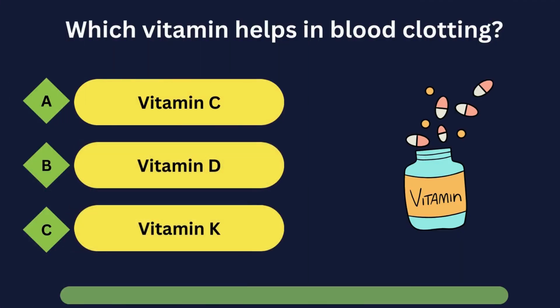Which vitamin helps in blood clotting? A. Vitamin C. B. Vitamin D. C. Vitamin K.